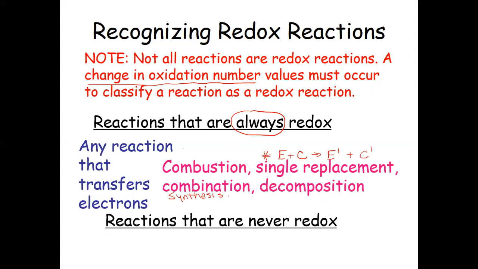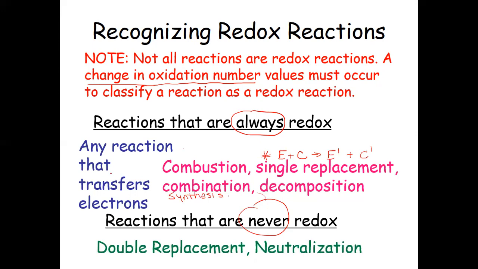Reactions that are never redox, right? So these are types of reactions that we learned earlier in the year. Double replacement reactions, right? So remember, double replacement reactions are compound 1 plus compound 2, and they rearrange themselves to make 2 new compounds. And then neutralization is a special kind of double replacement where we have an acid plus a base makes an ionic compound, a salt, and water as a product. So those are reactions that are never redox.